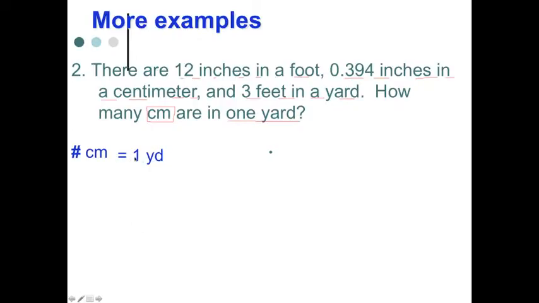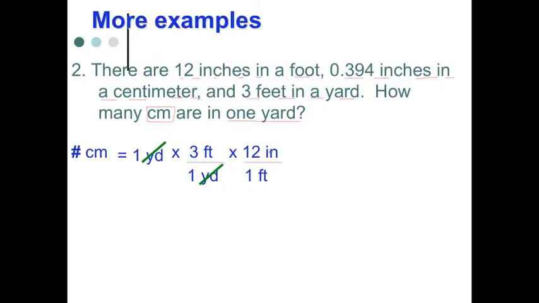I need to cancel out yards, so I'm going to use an equality that has yards and converts from yards to feet. And then I need to cancel out feet, so maybe I'll go from feet to inches, and then from inches to centimeters. So you can kind of mentally map it out in your head before you get started. So I'm going to go from yards to feet, and my yards is canceled out, and if I solved right now, my answer would be in feet.